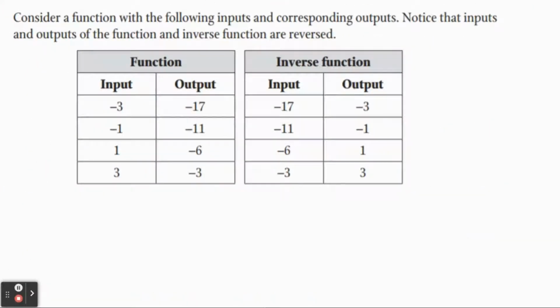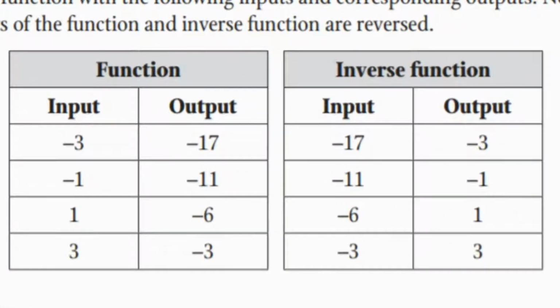Here I have two tables. One is the original function, and the other is the inverse function. What do you notice about the inputs and the outputs? It looks like the inputs and the outputs are reversed, which they are. Remember, this function is going to undo what has already been done.